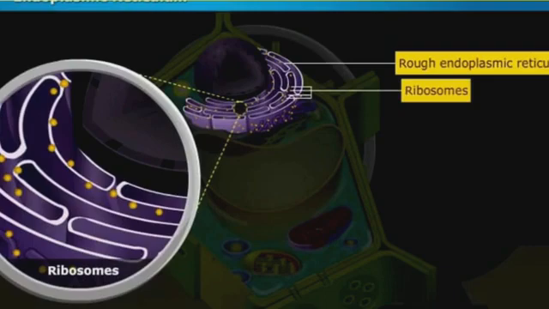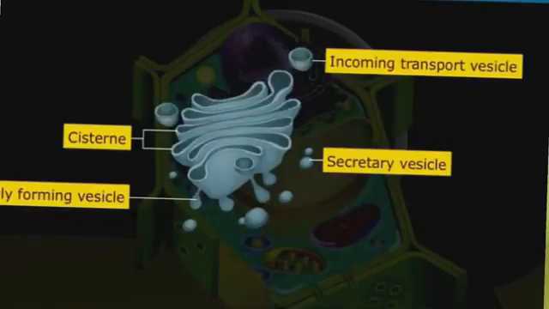Smooth endoplasmic reticulum plays an important role in detoxifying many poisons and drugs. Okay, next. Now another topic is Golgi complex.